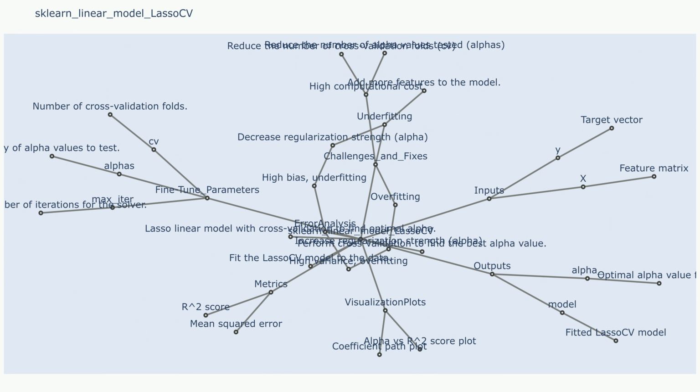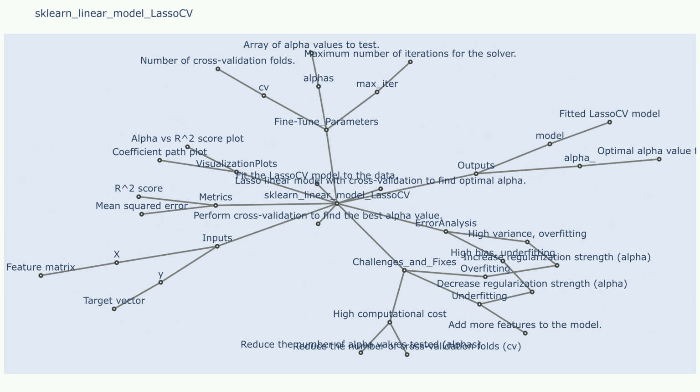Challenge 2: the model may not converge if the alpha value is too high. Sample use case that resulted in challenge 2: when the alpha value is too high, the optimization algorithm may not be able to find a solution that satisfies the tolerance criteria. Fixes to challenge 2: decrease the alpha value or increase the maximum number of iterations.